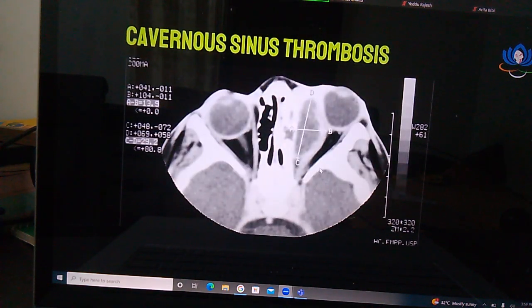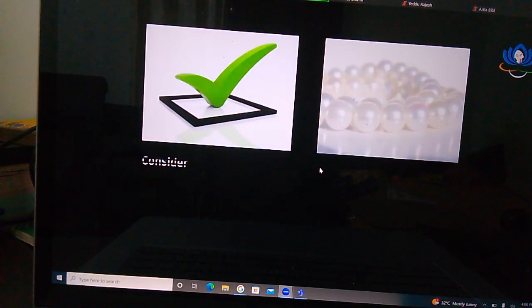So another patient had an orbital abscess. Incidentally, he also had cavernous sinus thrombosis, which was diagnosed on a CECT. The absence of flow in the cavernous sinus is indicative of cavernous sinus thrombosis. Absence of blood flow on the contrast CT scan will indicate that there is a cavernous sinus thrombosis. That we need to remember.